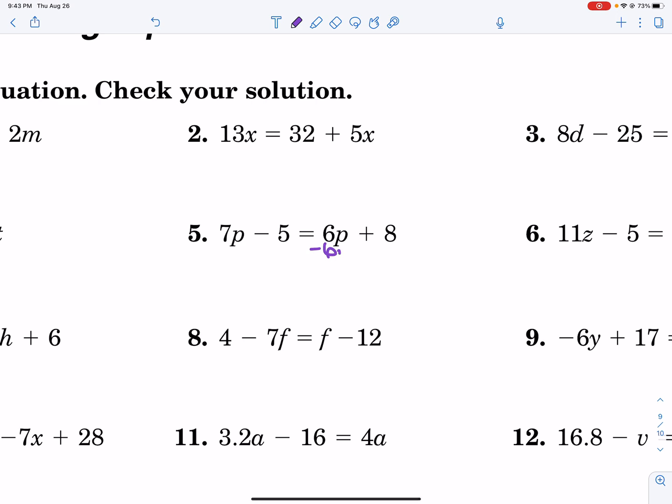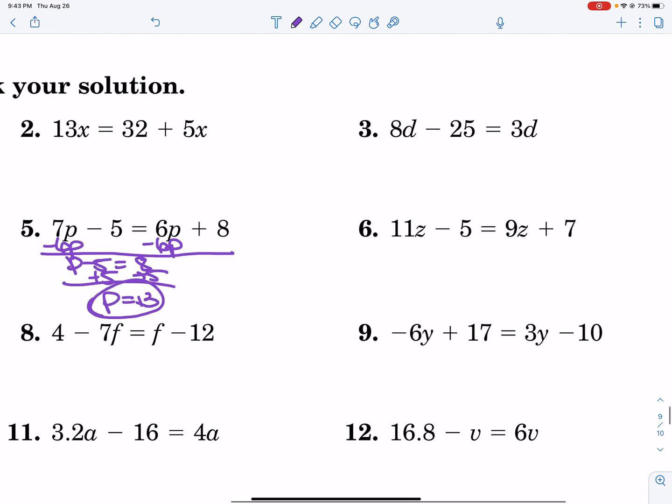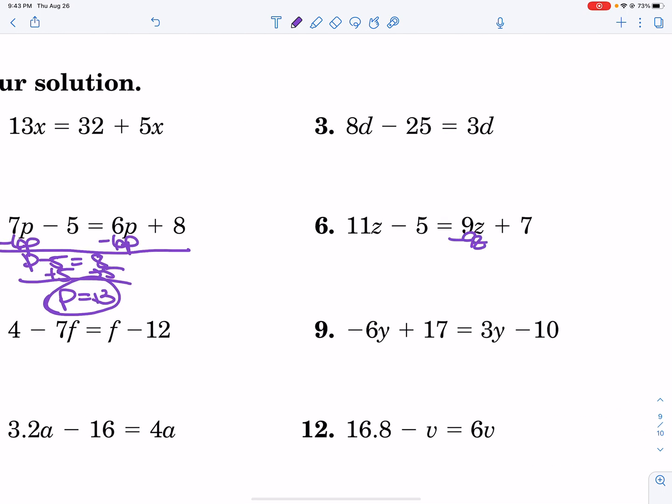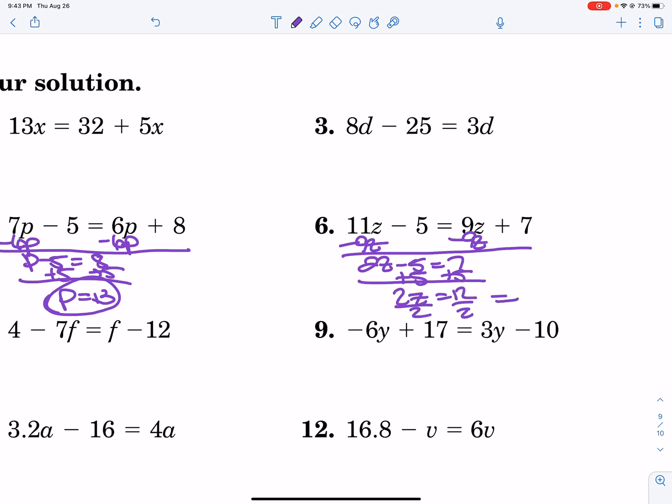So minus 6p from both sides. So I get p minus 5 is equal to 8. Add 5 to both sides. So I get p is equal to 13. Here, minus 9z. So I get 2z minus 5 is equal to 7. Add 5 to both sides. So then I get 2z is equal to 12. Divide both sides by 2. And I keep wanting to write equals like that. So then z is equal to 6. Okay?